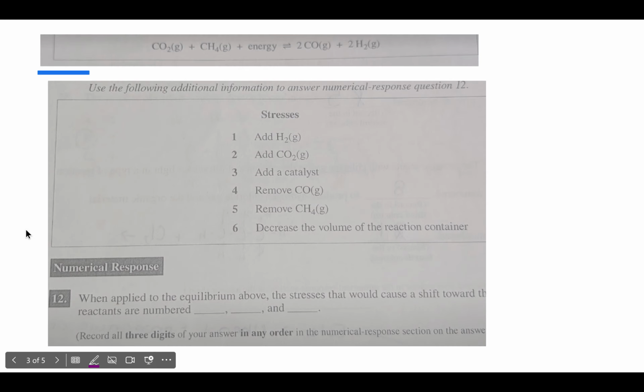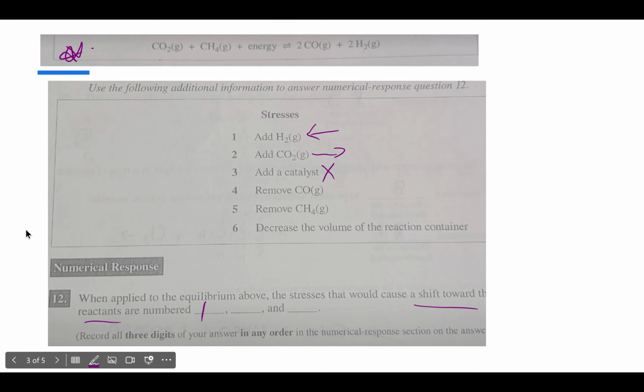The next question here is to do with Le Chatelier stresses. So same thing, we have that same equation, and then this one is asking which one would cause a shift towards the reactants. So we want to shift left. So our first one, if you add in H2, you would shift left. If you add in, you shift away. So because it's on the product side, we're going to get more reactants. So definitely number 1. If we add in CO2, it is on the reactant side. So if you add it in, you shift away. It's going to shift towards the products.